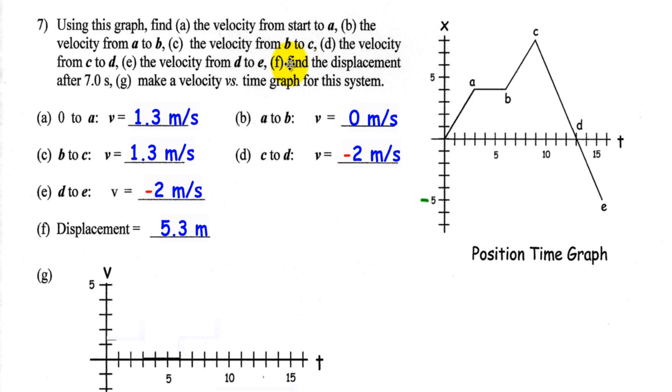Oh, sorry, part F says find the displacement after 7 seconds, so that would be, I started at 0, and at 7 seconds I'm roughly here, so I was estimating that as 5.3.